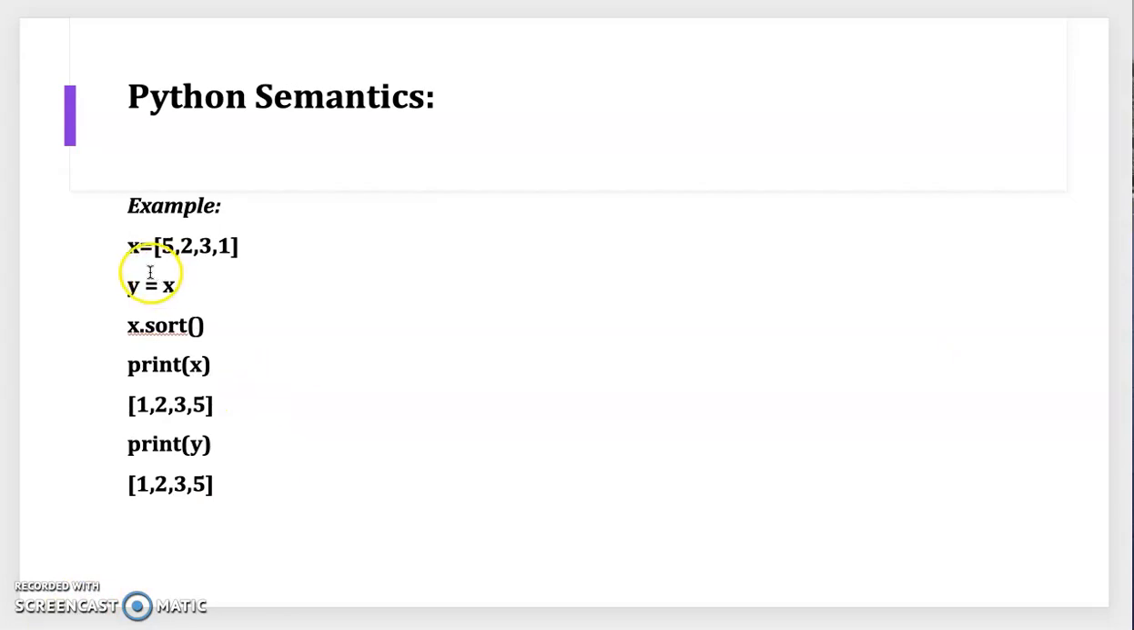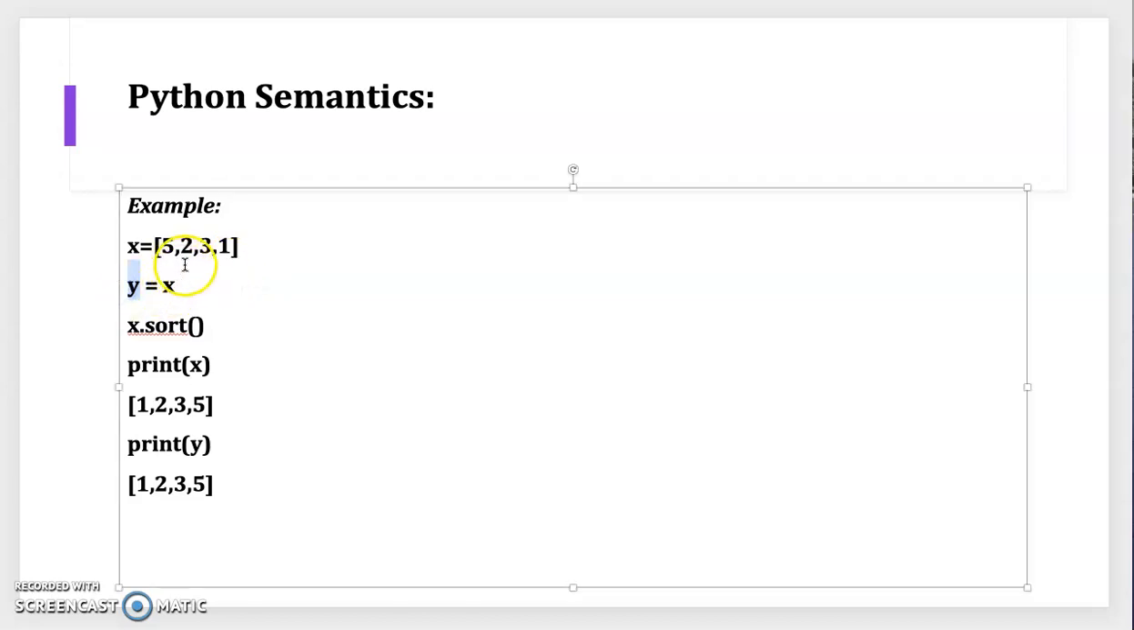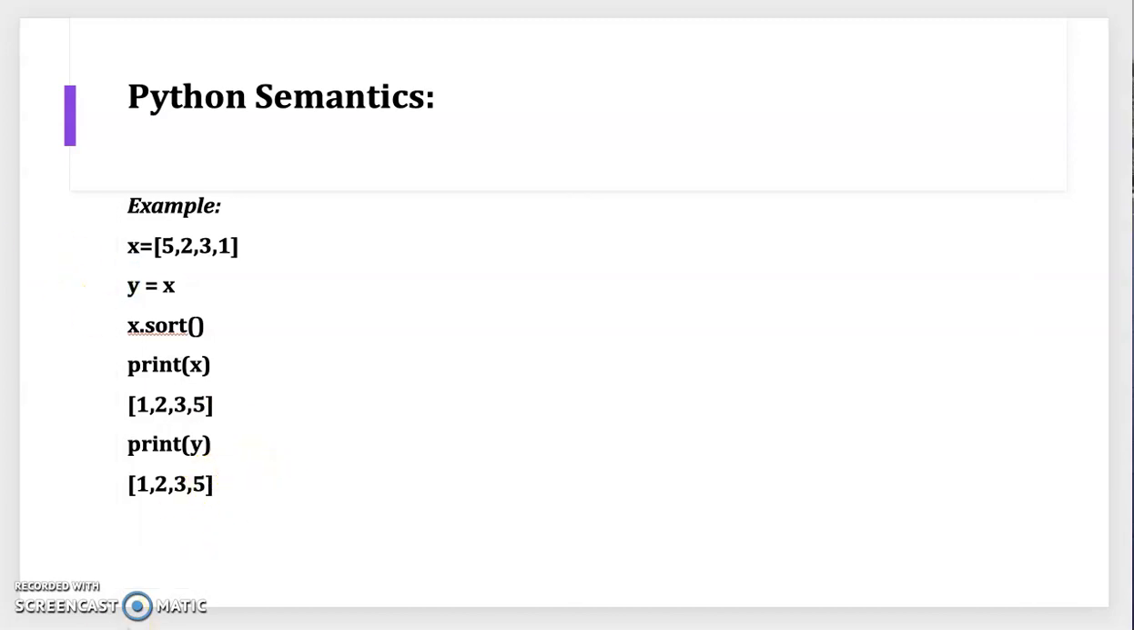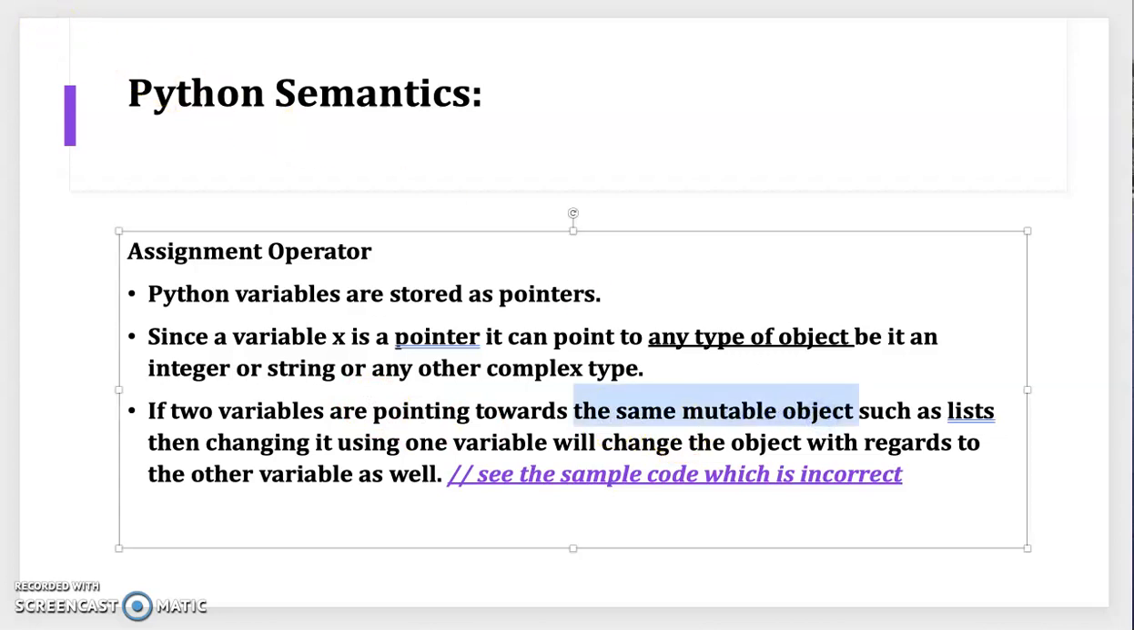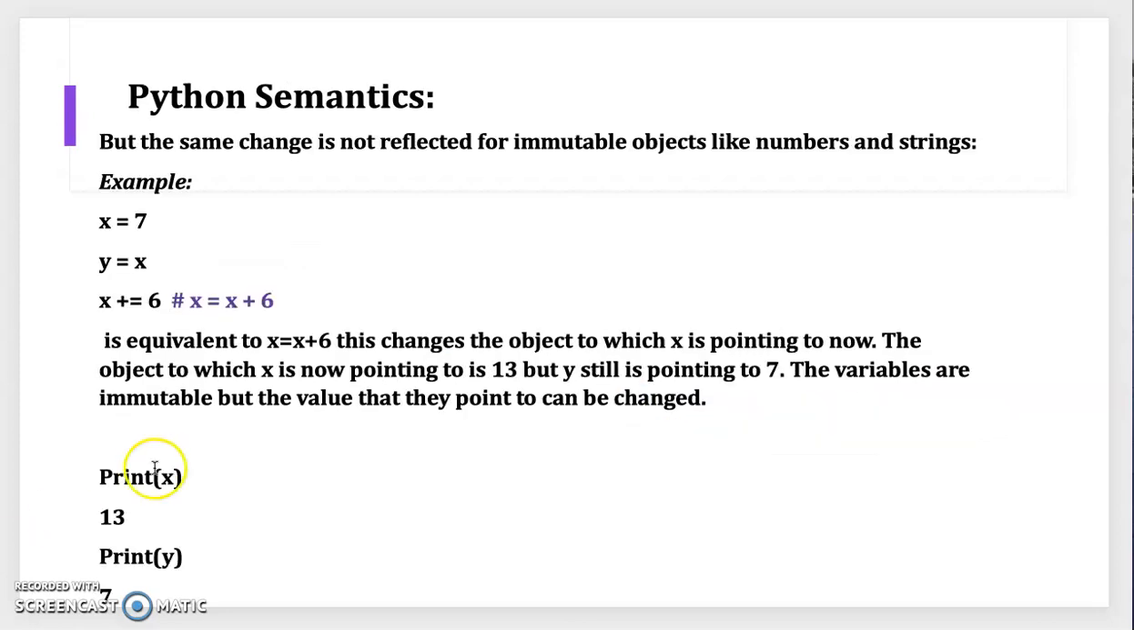Example, here we have the x list. It has 4 values in there. Then we have y pointing to the same location that x points to. If we try to sort x and print x, it will be exactly the same as when you print y. So you need to pay attention that pointers point to the same object when they are mutable objects. But for immutable objects, it will be a different case.